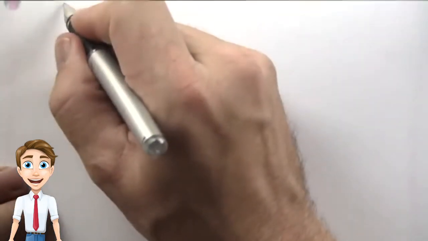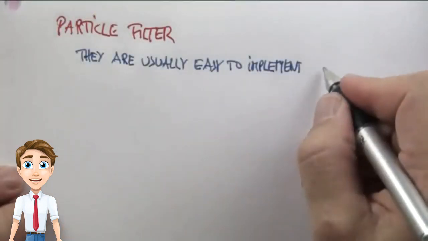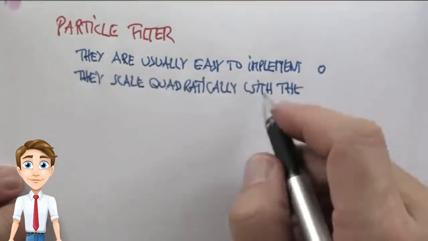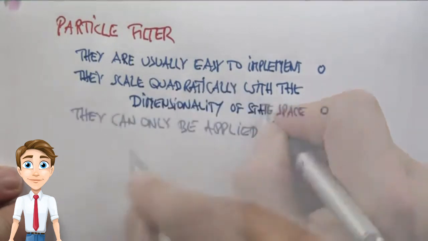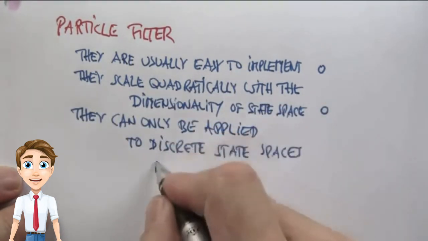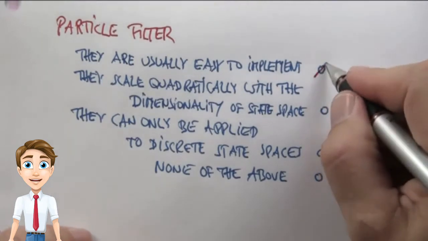Another particle filter question. Check the following statements if they're true. They're usually easy to implement. They scale quadratically with the dimensionality of the state space, and they can only be applied to discrete state spaces. Finally, if none of those applies, check the final check mark over here. And only the first answer is correct.